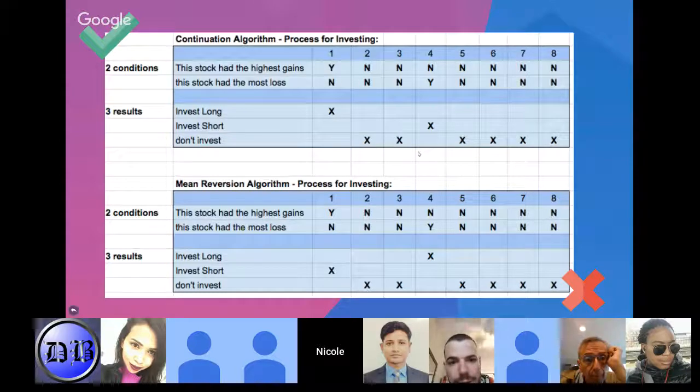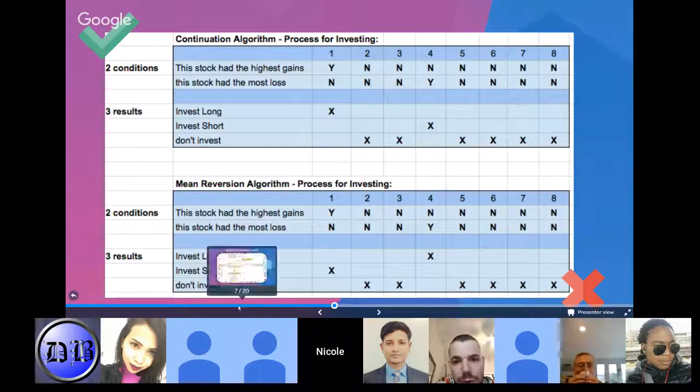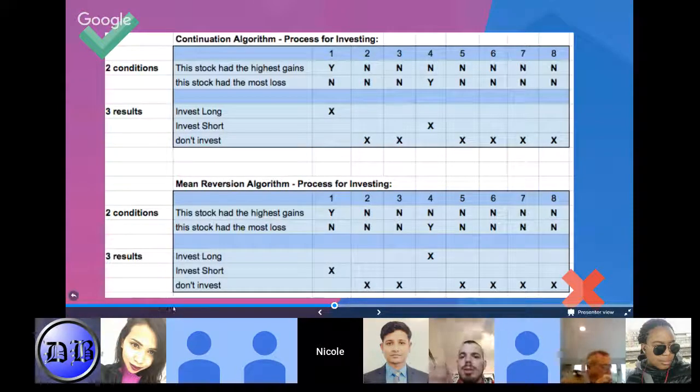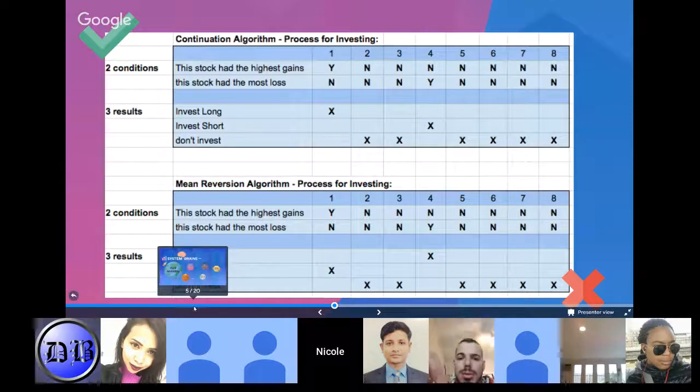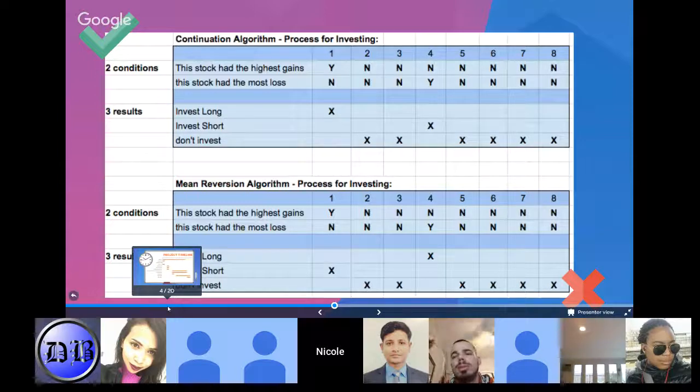We just check to see if the stocks had either the highest gains or the highest losses. For the continuation algorithm, if it had the highest gains, you invest long. If it had the lowest, we would invest short. Otherwise, we would not invest in stocks. We simply did the opposite for the mean reversion algorithm, and after we compiled our data, it became clear that the mean reversion algorithm was the preferable one of the 2.